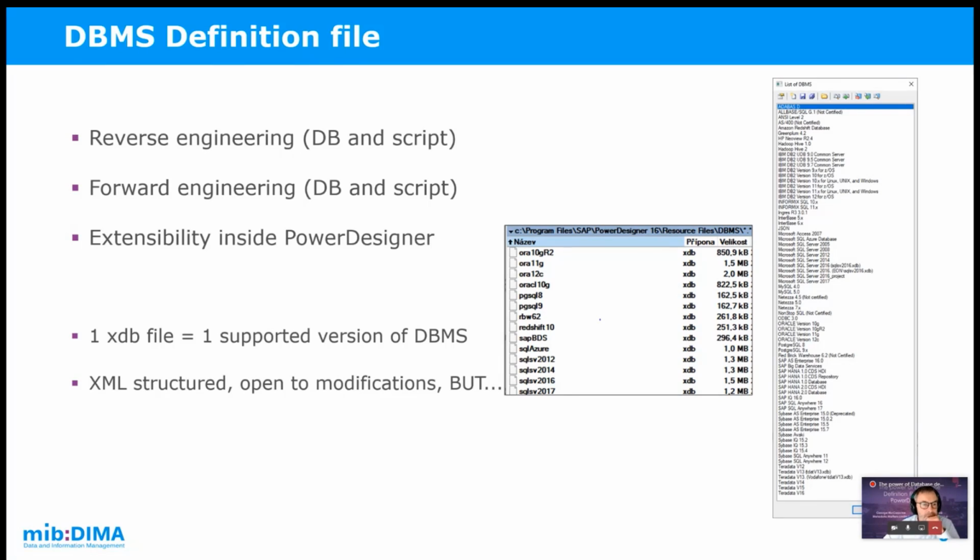The definition files are one of many resource files which are available in PowerDesigner. Each supported version of a database like Oracle 11, Oracle 12, Oracle 18, Oracle 19, SAP databases, IBM DB2 databases, Microsoft SQL Server, and so on. You see almost all of them on the right-hand side of the screenshot. Each of these supported versions of a database is represented by one definition file stored in the PowerDesigner installation folder. These are XML structured files.